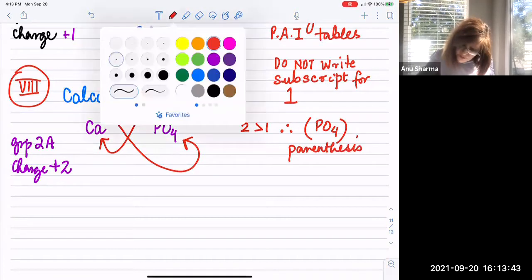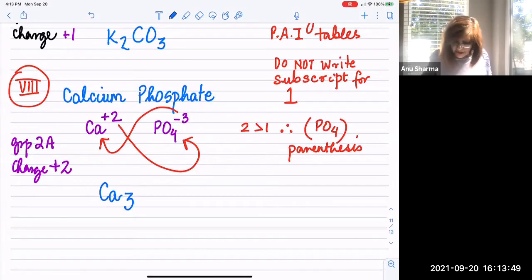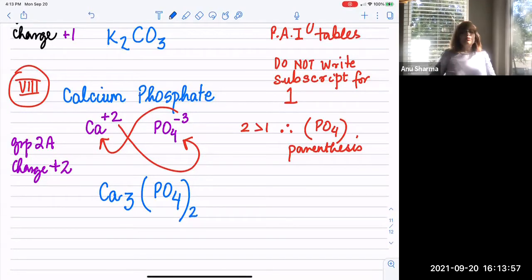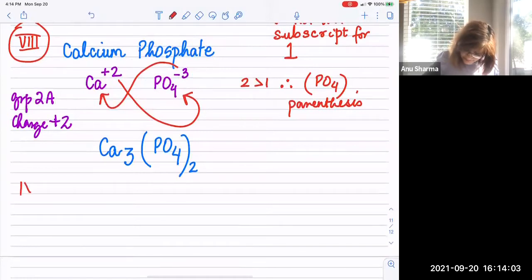So we get here Ca3, that number came, parentheses, PO4 whole twice. That's the formula. Okay, all right. Let's do 8. Then comes 9.